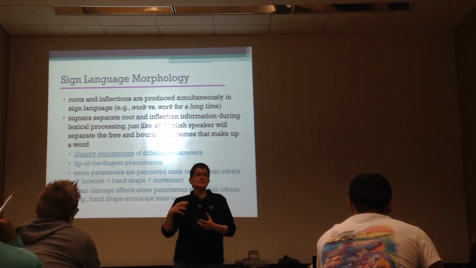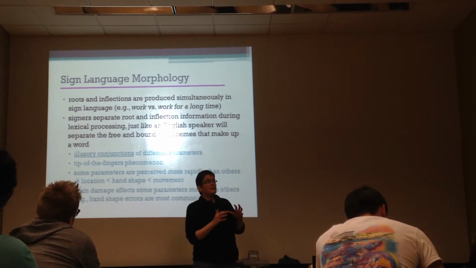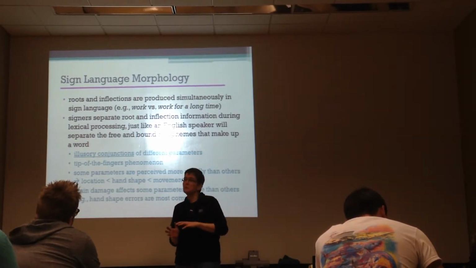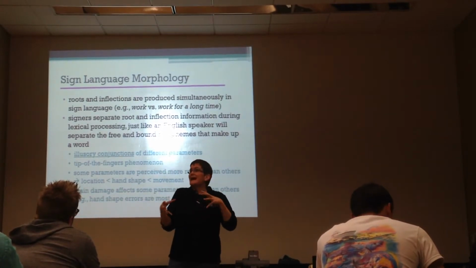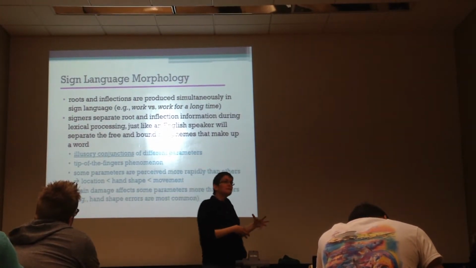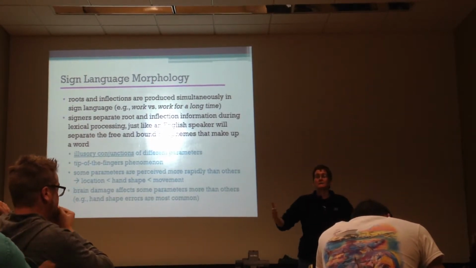And when you produce the sign in a different location, you produce the sign with a slightly different hand shape, you produce the sign with a different movement, you're inflecting. You're basically adding a bound morpheme to the free morpheme and telling someone that now it's not just fly, but flying right now, for example.